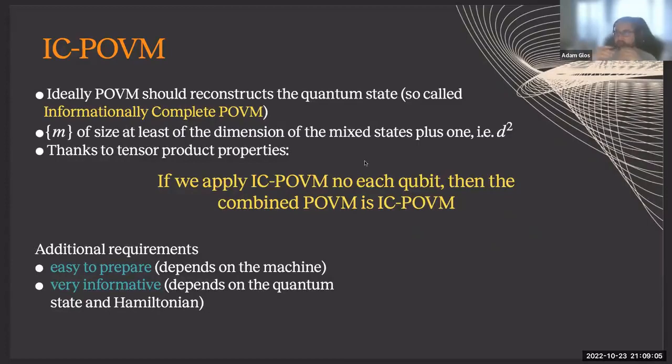POVM is something very, very general. Information complete POVM is a special type of POVM, so that if you have many measurement outcomes coming from this information complete POVM, you are in principle able to reconstruct the quantum state which we are putting in.